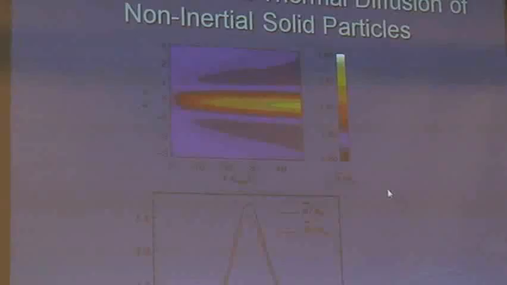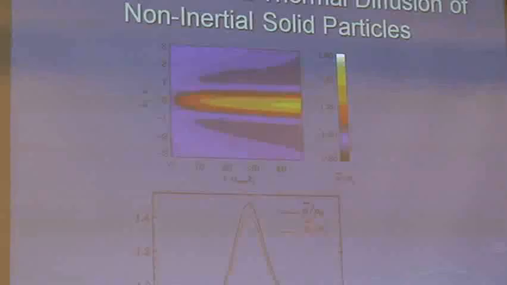And we see formation of inhomogeneous distribution in mean particle number density. Okay, so what we see here. How was the heating or cooling? Was there a cooling in the...? It was cooling in the middle plane.